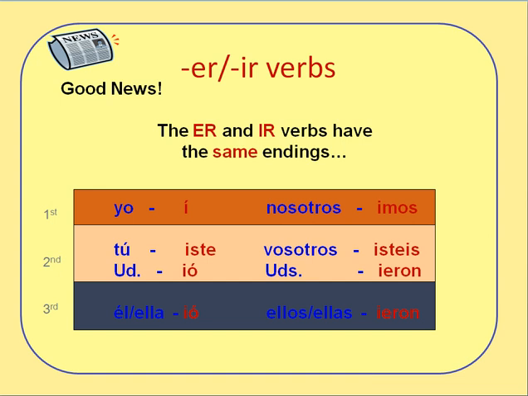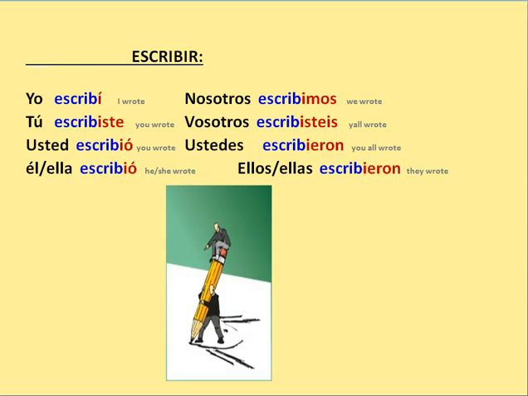The good news is they are the same in the preterite tense, so you don't have to remember separate ones for the ER verbs, verbs that end in ER, and verbs that end in IR. So you're going to use these endings for both forms. So an example, we could use the verb escribir. To say I wrote, escribí. You wrote, escribiste. She wrote, escribió. Okay, so that's the different forms of the verb. For example, the one we have here is escribir.